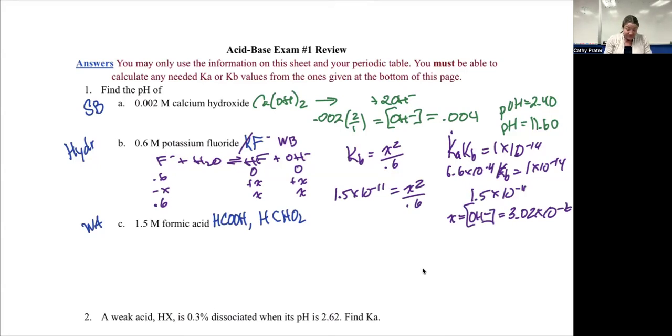pOH, pH. pOH is 5.52. And then pH is 8.48.